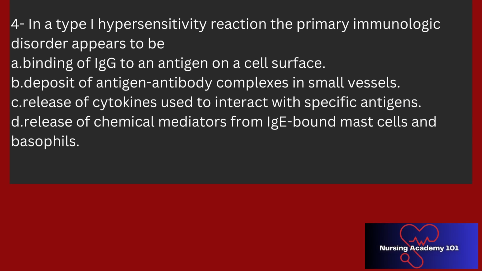Question number 4. In a type 1 hypersensitivity reaction, the primary immunological disorder appears to be: A. Binding of immunoglobulin G to an antigen on a cell surface. B. Deposit of antigen-antibody complexes in small vessels. C. Release of cytokines used to interact with specific antigens. D. Release of chemical mediators from immunoglobulin E-bound mast cells and basophils. The answer is D. Release of chemical mediators from immunoglobulin E-bound mast cells and basophils.